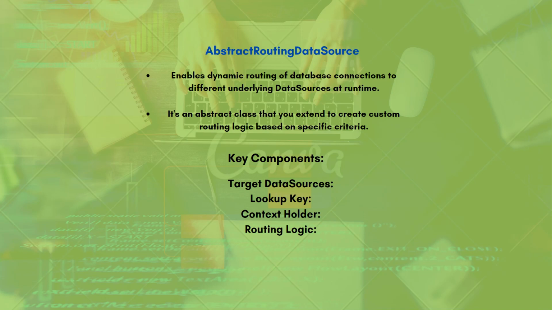Then we have the routing logic. We override the determineCurrentLookupKey method in your custom class to implement the routing logic, and I will show it in the program later in this video. This method retrieves the lookup key from the context holder and returns it. In summary, when a request comes in, the getConnection method of the abstract routing data source is called, and it invokes determineCurrentLookupKey to fetch the lookup key. It uses the lookup key to retrieve the appropriate data source from the target data source map, and then it returns the connection from the selected data source.